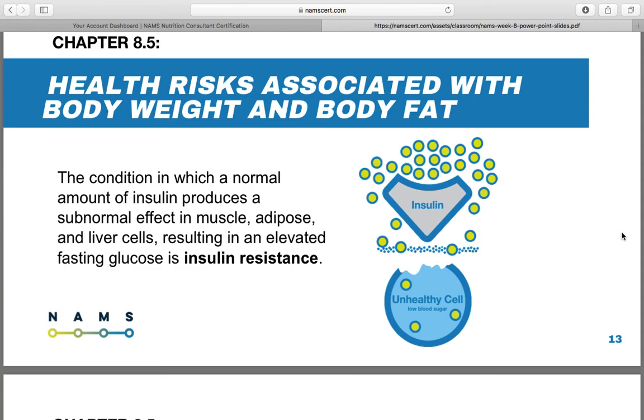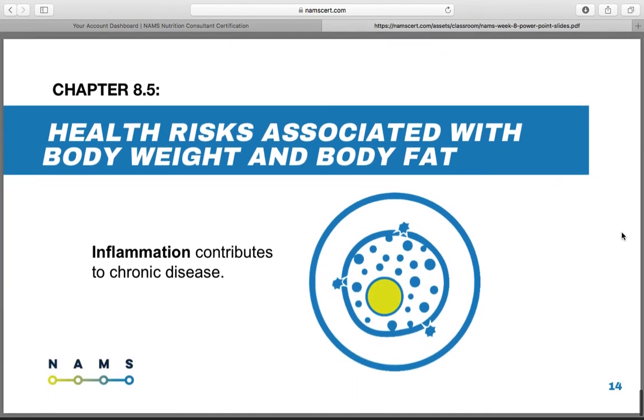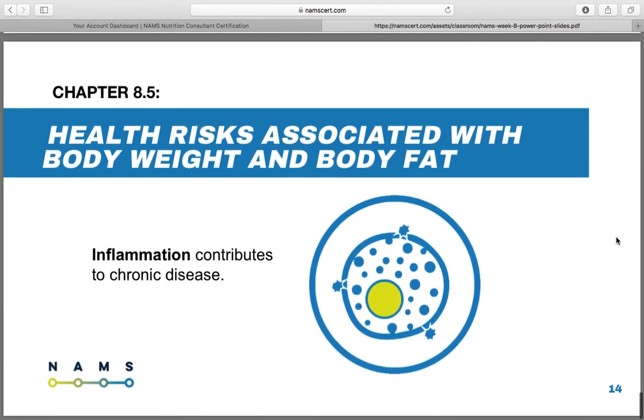The condition in which a normal amount of insulin produces a subnormal effect in muscle, adipose, and liver cells, resulting in an elevated fasting glucose, is insulin resistance. Inflammation contributes to chronic disease.